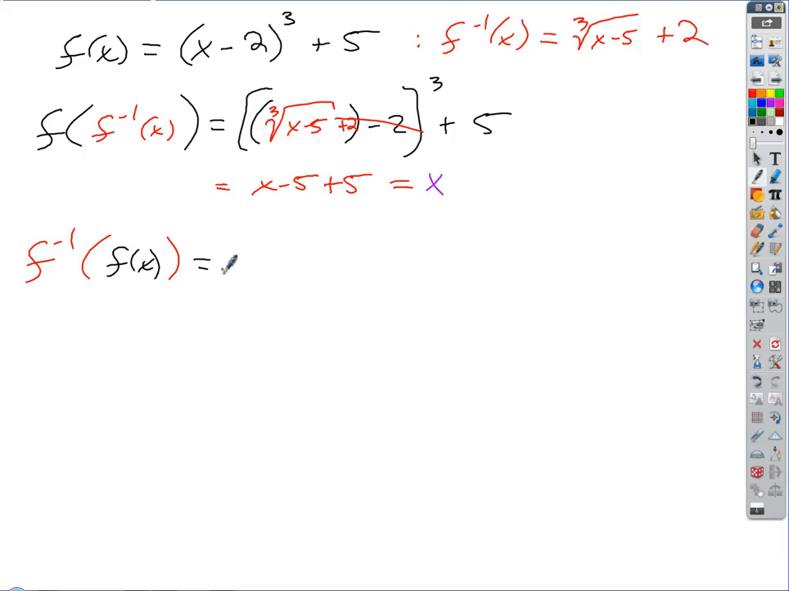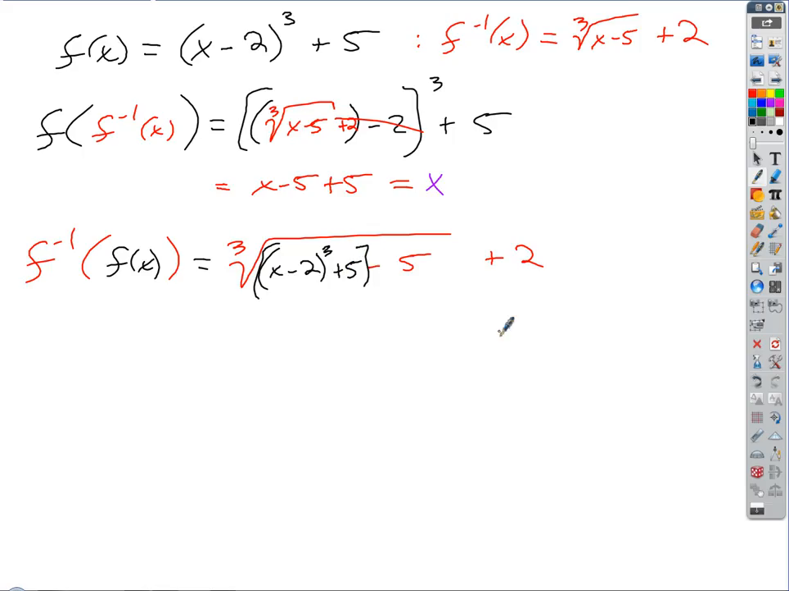And what do we get? Well, we have our rule for f inverse. F inverse of hand is just the quantity hand minus 5 cube rooted, right? Plus 2. So what goes in there? Well, f of x. So what can I do?